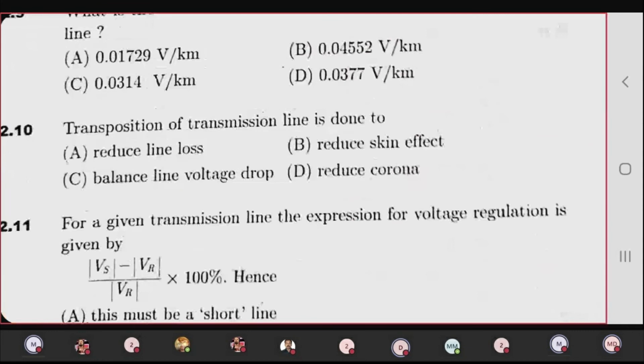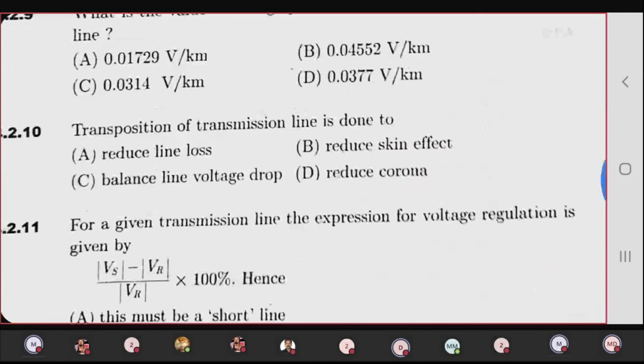So the 10th question. Transposition of transmission line is done to reduce line loss, reduce skin effect, balance line voltage drop, or reduce corona. Why is transposition of transmission line needed? You have 4 options. Pick the right one.